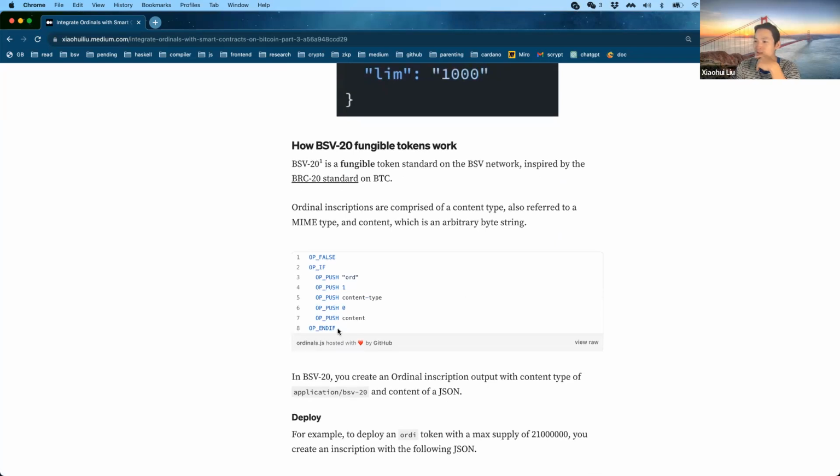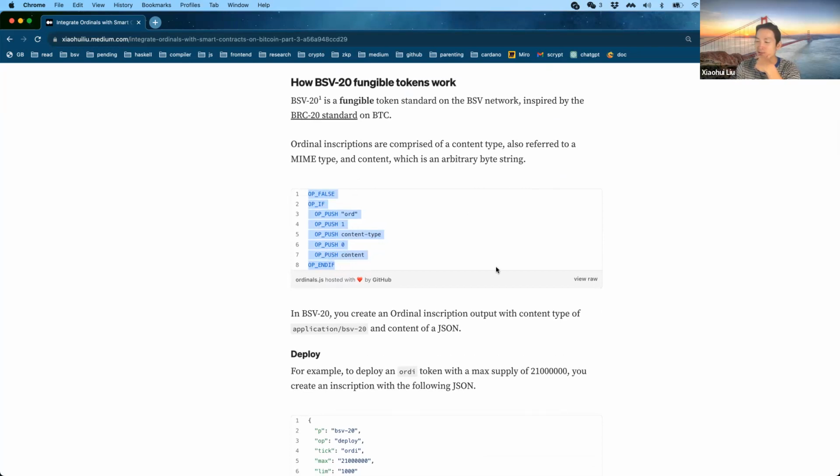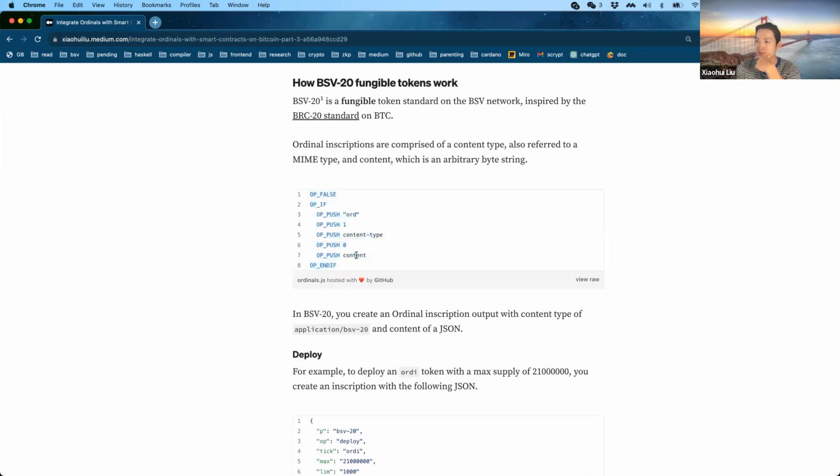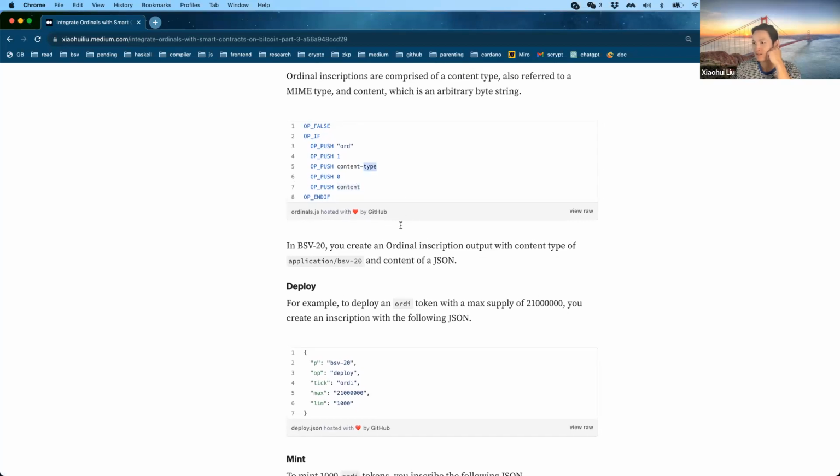Now let's dive into how BSV fungible tokens work. If you still remember, this is the Ordinal protocol from the last session we had. You inscribe any content into a Satoshi. You just have to let me know what the content is and what type of content it is, whether PDF or HTML, whatever it is. In this case, the content is JSON and the type is JSON. Of course, we put application/BSV20 here, but it's essentially a JSON file you are inscribing.